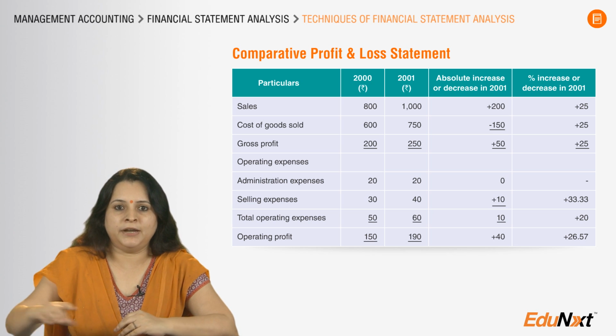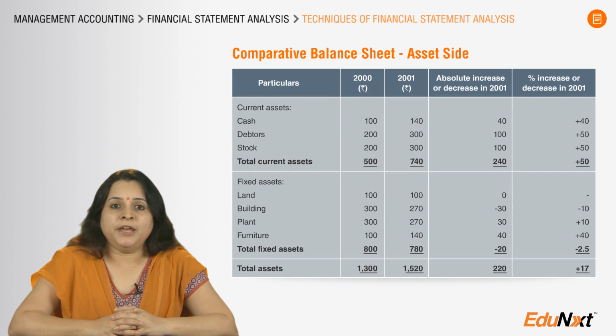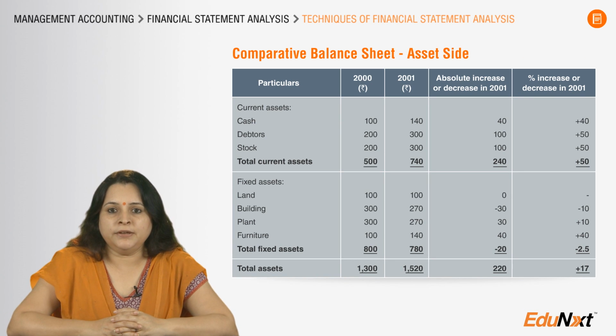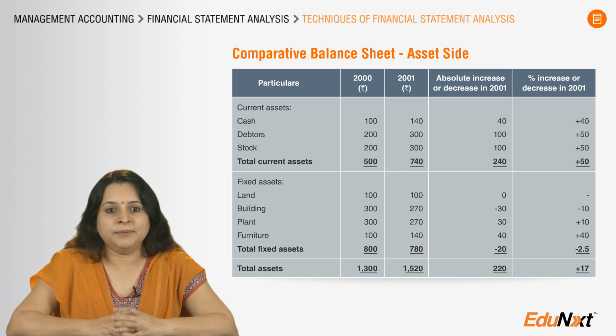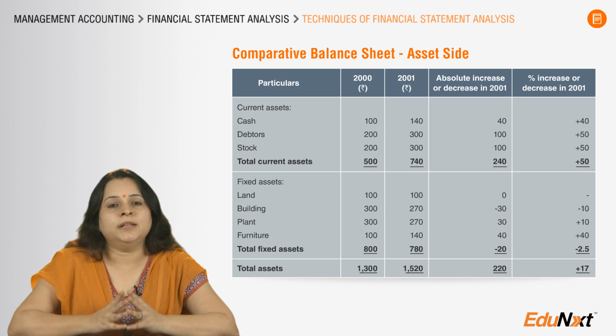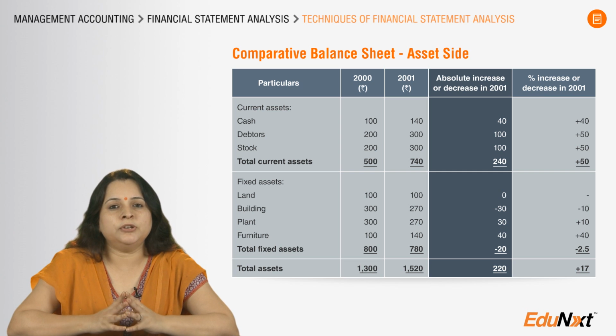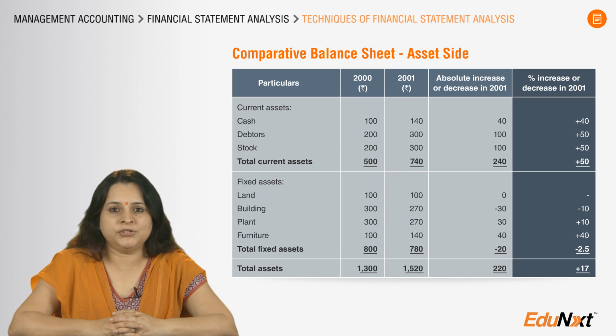been originally planned for. The comparative balance sheet for the asset side of this hypothetical company is also shown on your screen. Similar to the profit and loss account, the balance sheet also contains the net increase or decrease in all line items in the balance sheet along with the percentage increase or decrease.